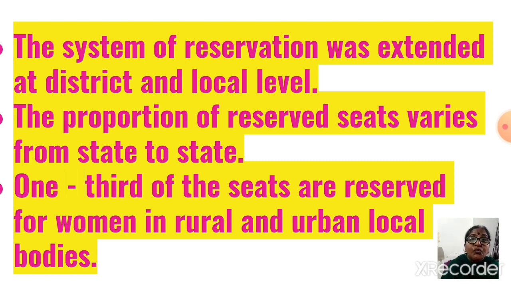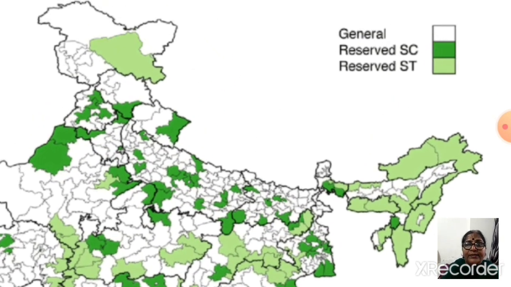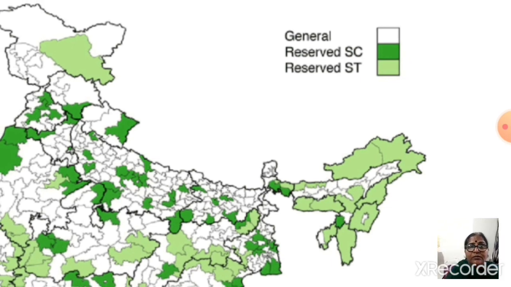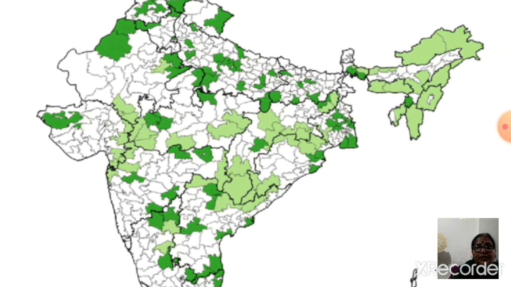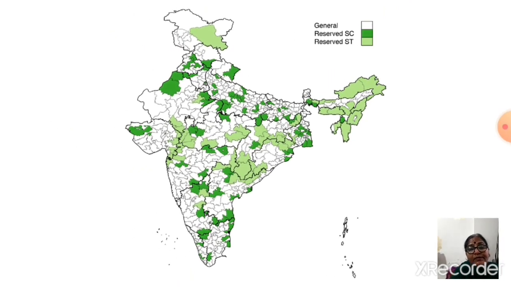Now children, I want to show the map, in which constituencies are reserved for SC, which are reserved for ST. First I'll zoom the index. Look at the index. The dark green shaded areas is of SC, that is scheduled caste, and the light green is of scheduled tribes, and white are the general. Look at this map. I'll just zoom it. Okay, done. I'll bring it back to normal. Wait a minute. Yes, done.